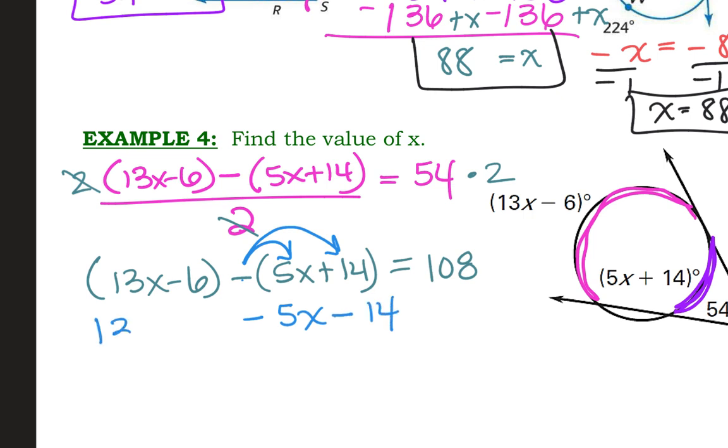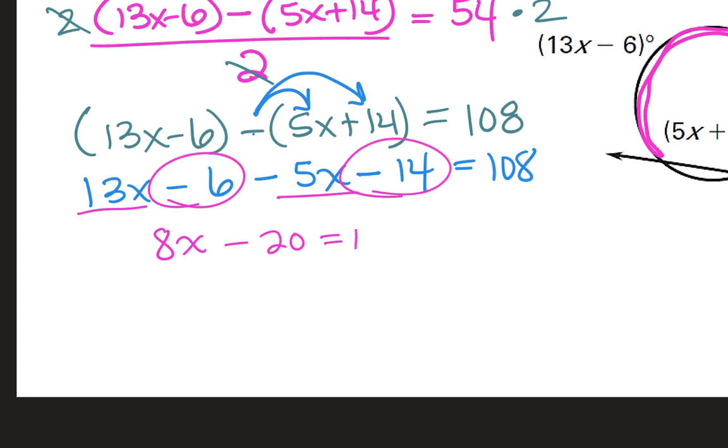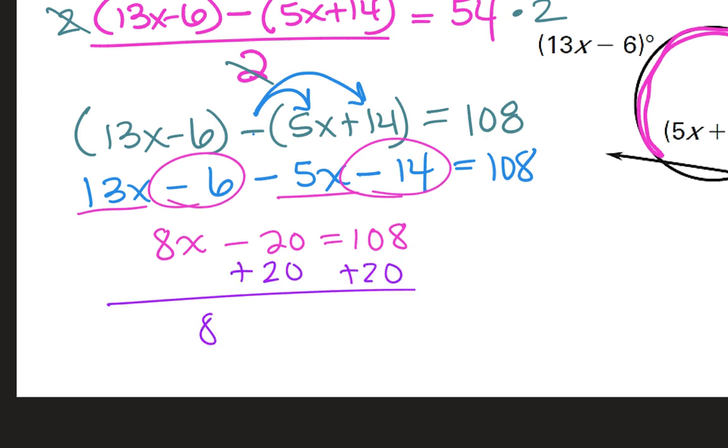And then everything in the front just gets brought down. So nothing is changing in that first set of parentheses. So we're just going to drop them at this point. And then it's equal to 108. Now we want to combine like terms. So what are my like terms here? 13 minus 5 is 8x. Good. What about a negative 6 and a negative 14? Negative 20. And then what do I want to do with the 20? Add it. Good. So 8x equals 128. So dividing by 8, we get 16.